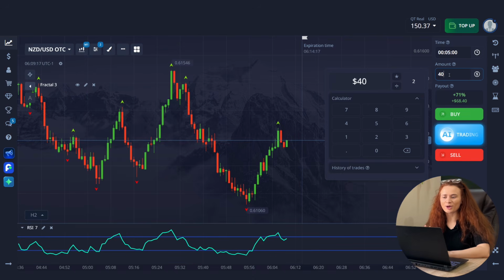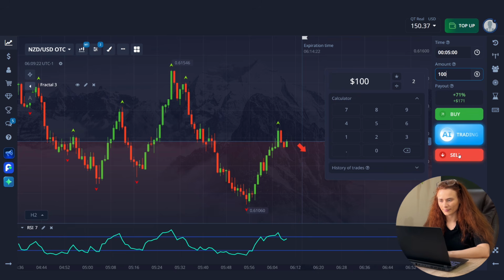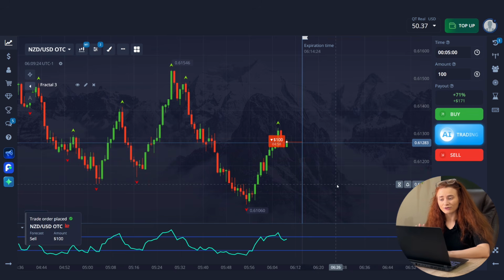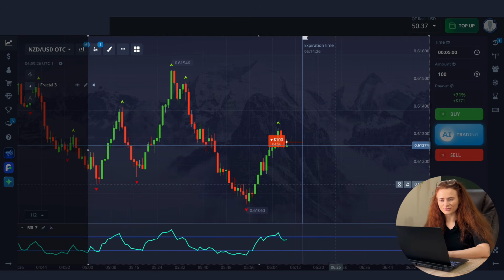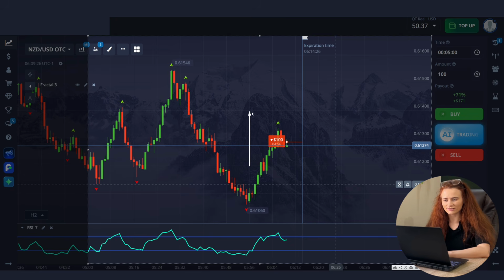Found the first setup, open a sell trade, amount $100 and time 5 minutes. And let's break it down. Fractal. The market had a strong uptrend, price was rising steadily and reached its peak. At that point, a green fractal trigger appeared above the chart. This signals the end of the uptrend. So first signal is received.